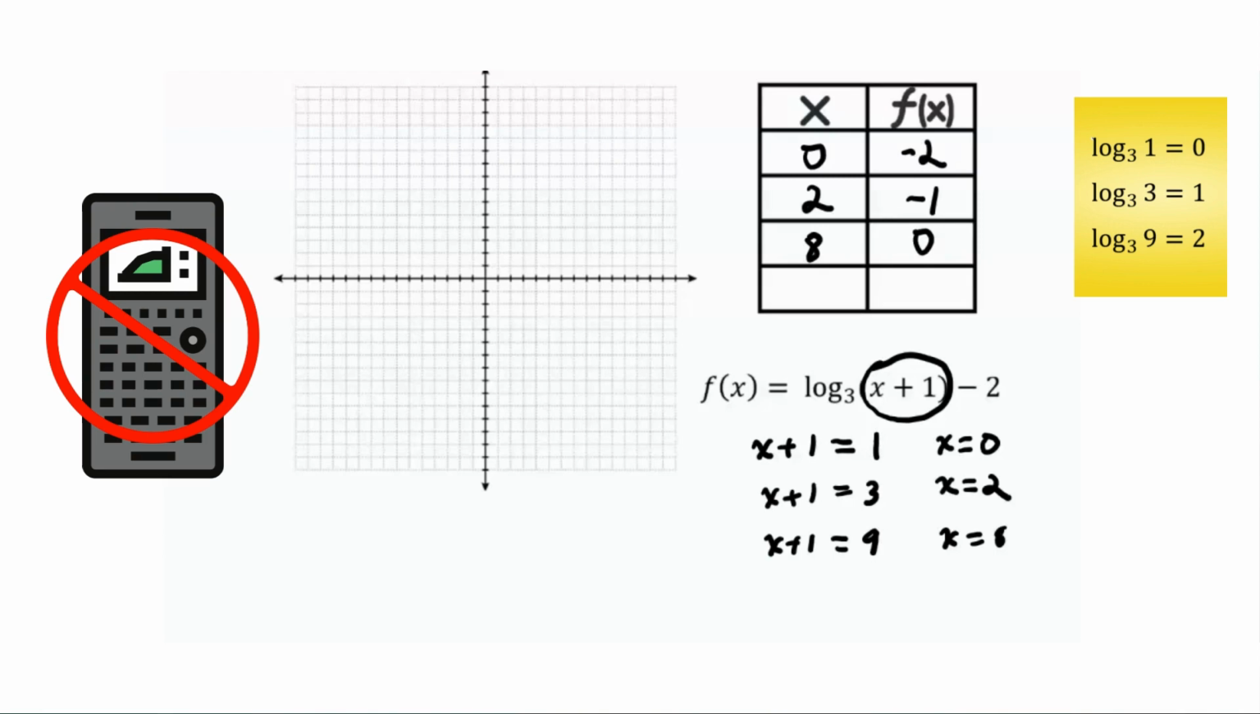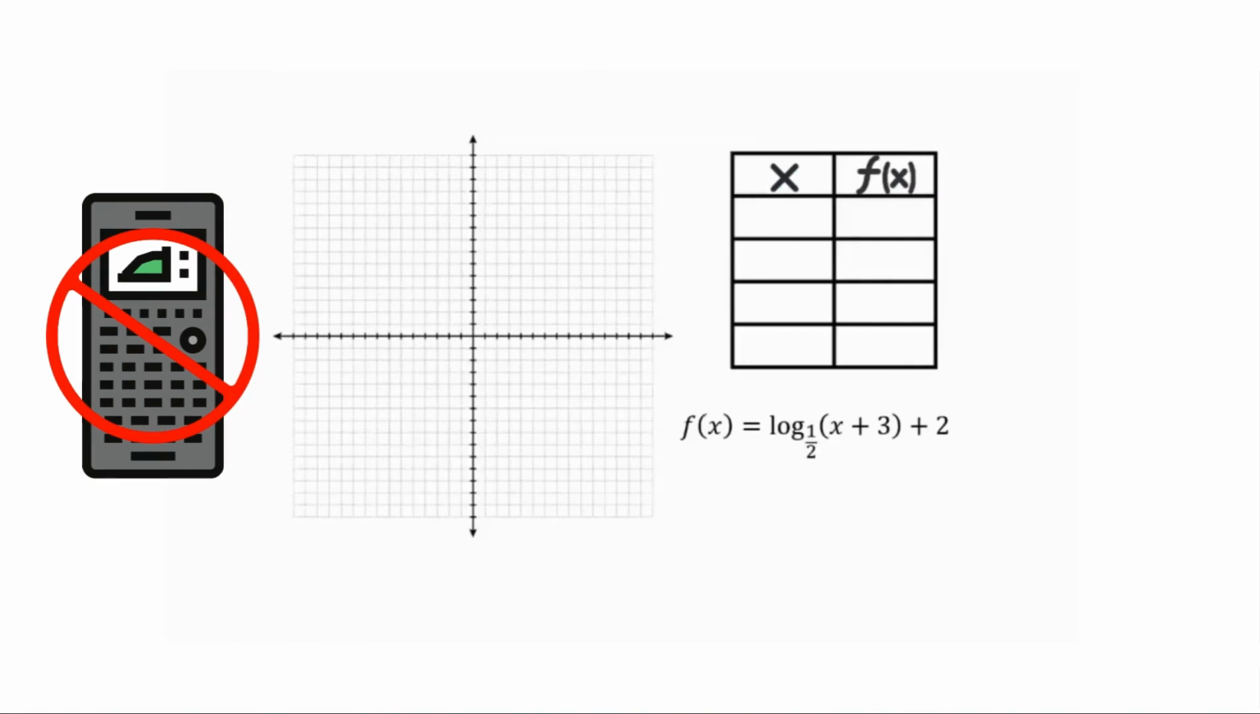So we have x equals 0. When x equals 0, we've got f of x is equal to negative 2. When x equals 2, f of x is equal to negative 1. And when we have x equals 8, 1, 2, 3, 4, 5, 6, 7, 8. Okay, now in this case here, because of the horizontal shift, our vertical asymptote has now shifted to x equal negative 1. So we would have a rough sketch of that.